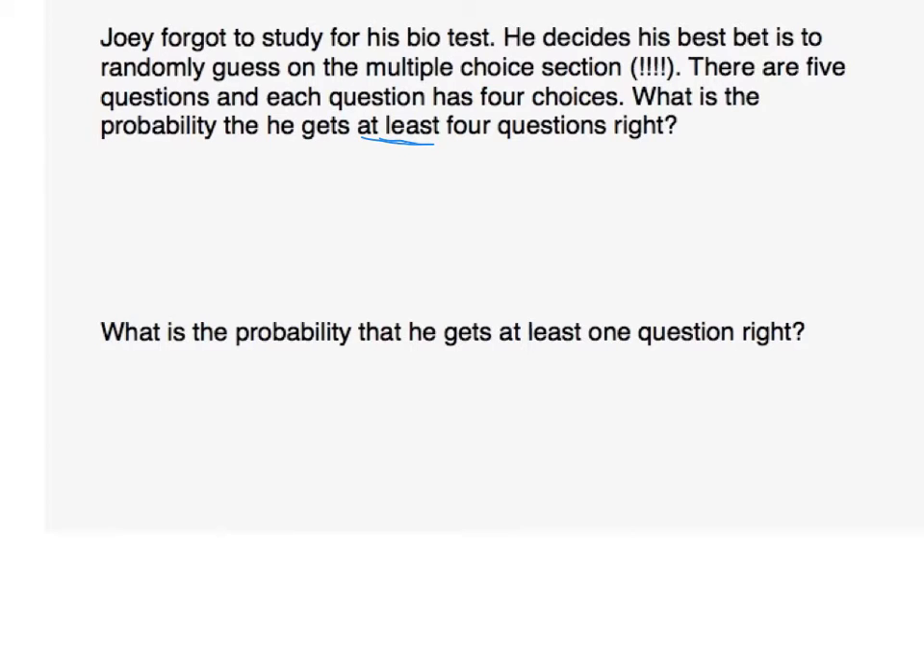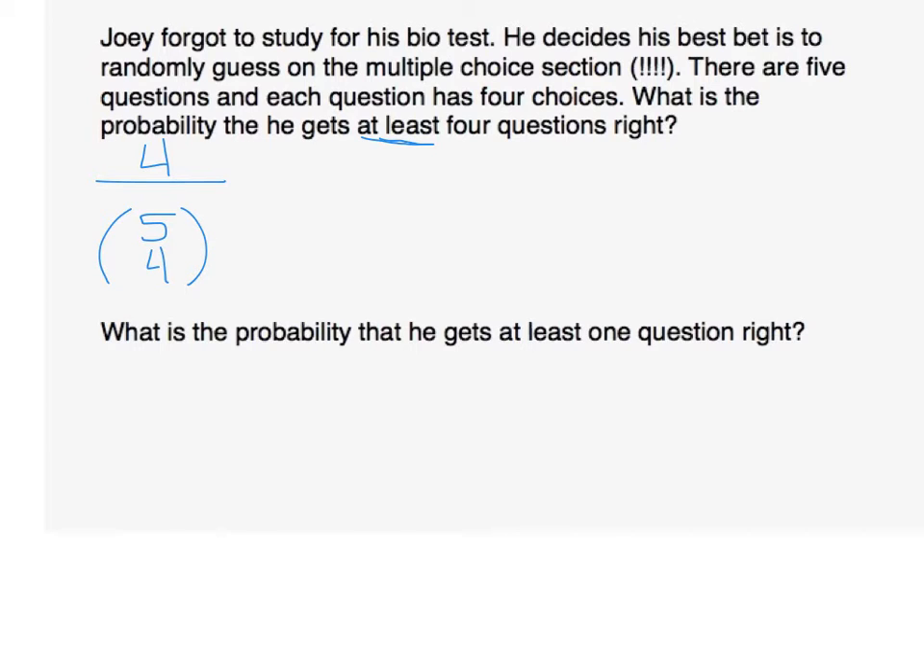If he gets at least 4 right, that means he could either get 4 right, or he could get all of the questions right. So the only difference is we have to find each of those probabilities separately and then just add them up. So let's talk about if he gets 4 right. If he gets 4 right, we need to do the combination. How many ways could he get 4 questions right out of 5? That'd be 5 combination 4.